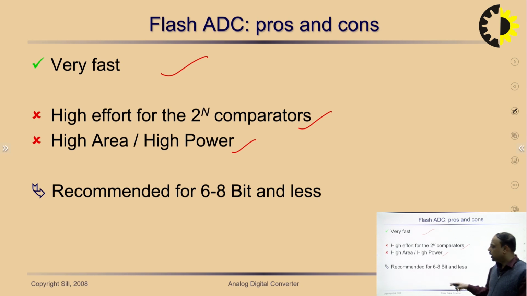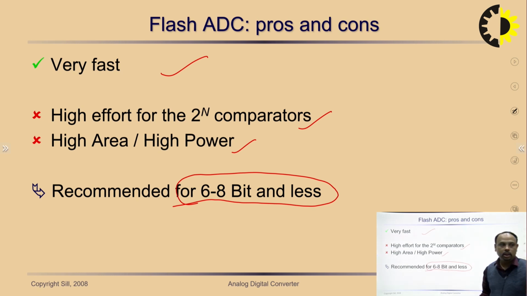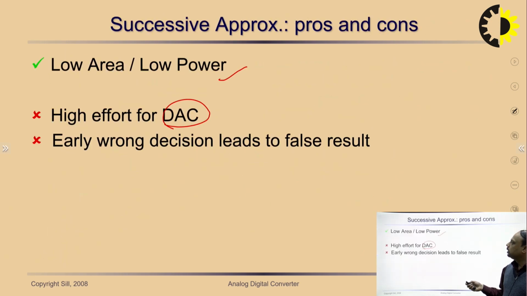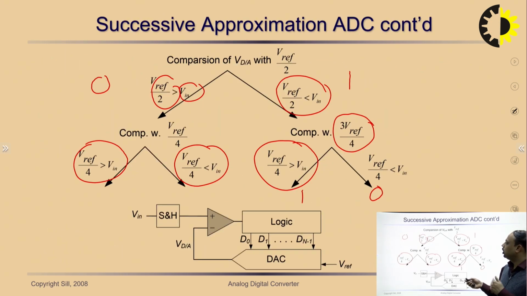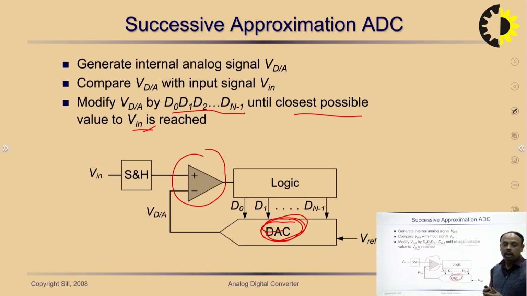It is recommended for up to 6 to 8 bits, not greater than 8 bits, because the number of comparators and the required encoder circuit become very complex. If we go beyond 8 bits, it becomes a very complex circuit. So we recommend up to 8 bits. So these are the 3 analog to digital converters that we use for converting the analog voltage into digital voltage. Each has its advantages and disadvantages, as we can see over here.